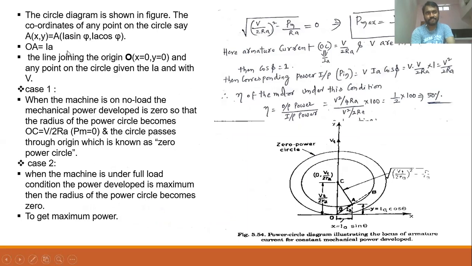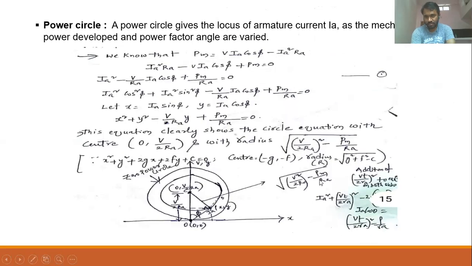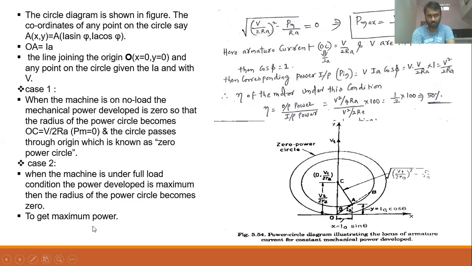So now, after drawing the circle, from O, if I draw a tangent such that it touches the circle, then that point will be IA here, and this point is equal to V. This is the radius of the circle, which we already discussed, that V square by 2 RA minus PM by RA. I'm using both diagrams here.